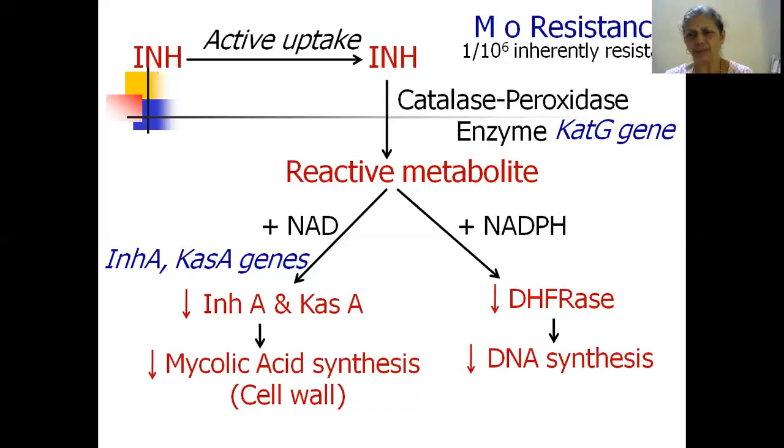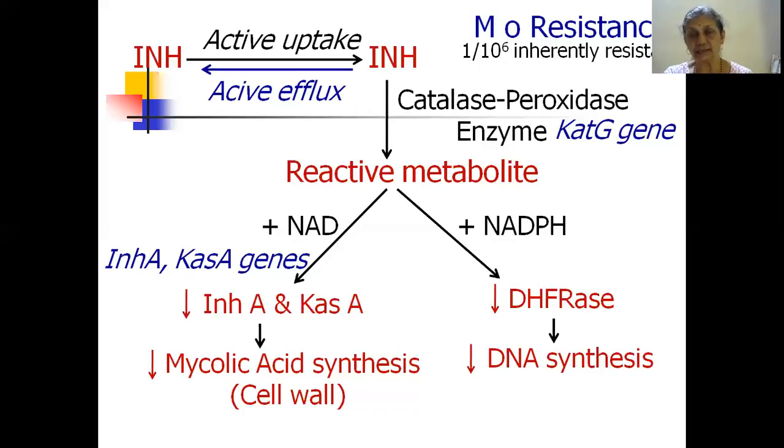we can't do anything about this resistance. But if the resistance is due to overproduction of INHA protein, then we can counter it by increasing the dose of INH. So if we increase the dose to 3 times, that means instead of 300 milligrams per day, if we give 900 milligrams per day of INH, we can overcome resistance due to overproduction of INHA.